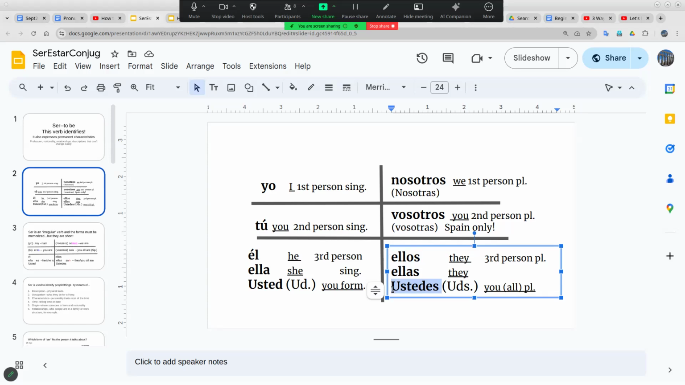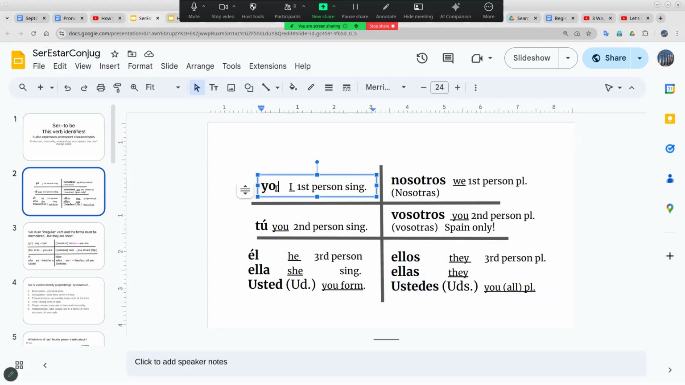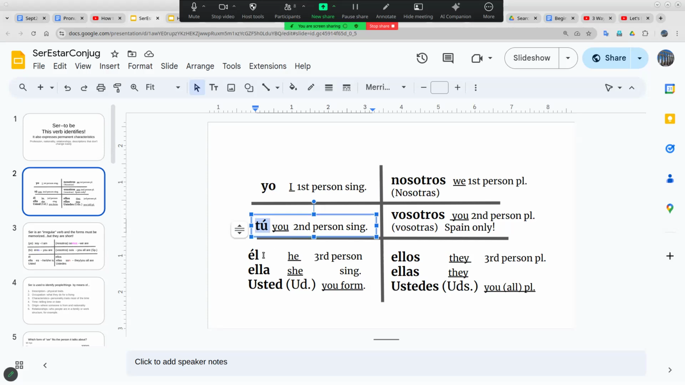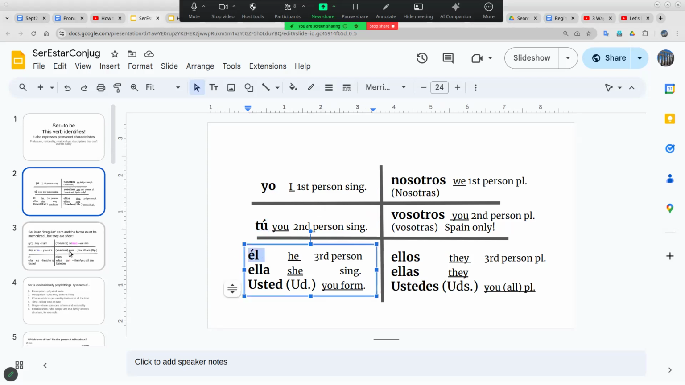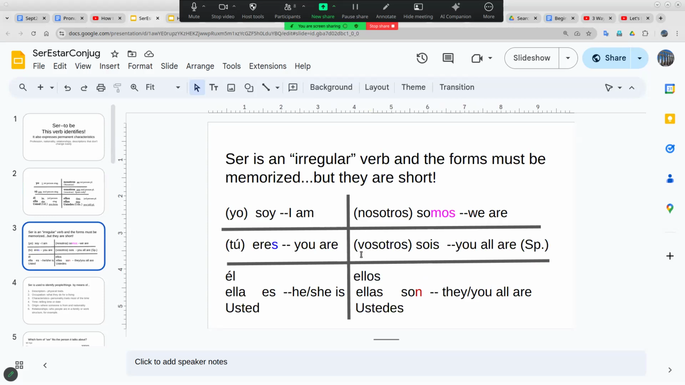Ustedes. All right. If the subject is any one of those three, they'll take the same kind of verb. Always. Not just with ser, but with any verb at all. So we group these together into these grids to help you figure out, right? The form of the verb will always depend on who we are talking about when we use that verb. Okay. So in Spanish, here are the forms of ser.